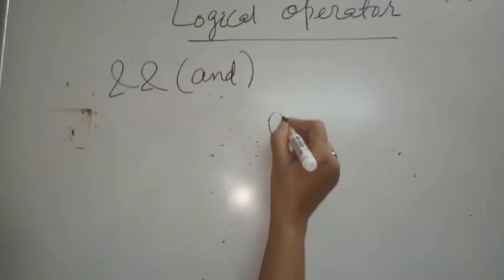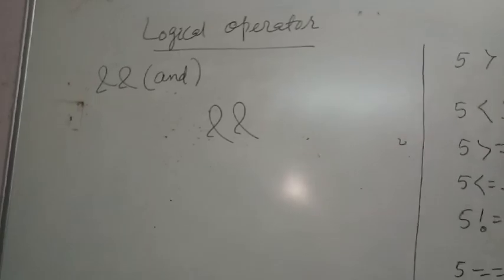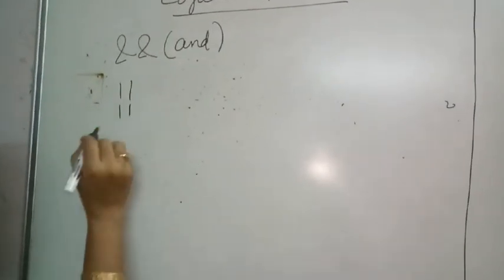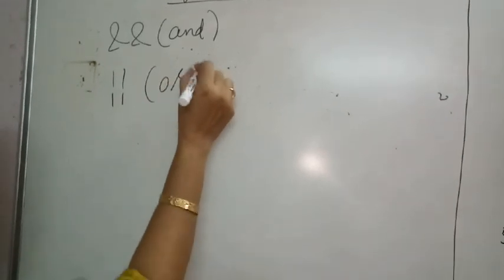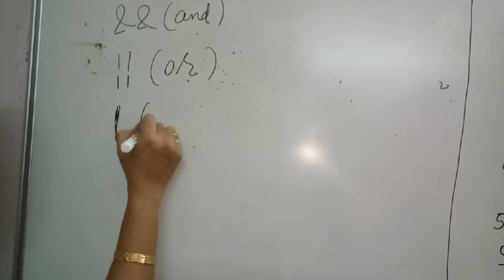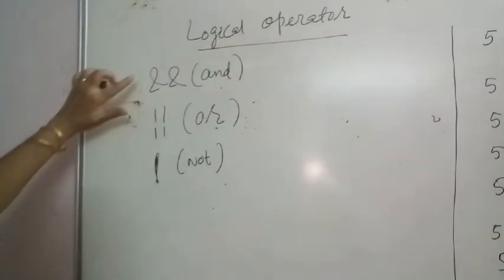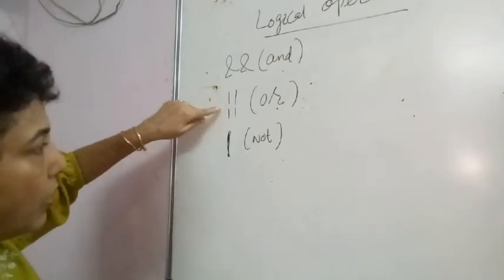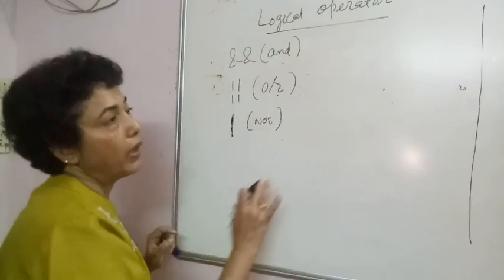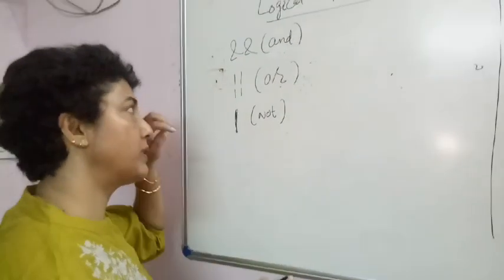I repeat the symbol, check. This is how you should write the AND operator. Then this is the OR operator. This is an exclamation mark. This is your NOT operator, right? This is logical AND, logical OR, and NOT operator. And all of them are used for joining relational expressions.